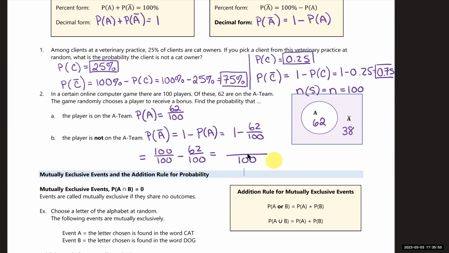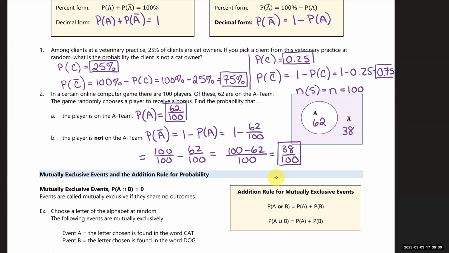So moving forward, I'll just be jumping to this last step where I say that the probability denominators are the same, 100, and then I'll just do my numerators. So 100 minus 62 in the numerator, and that's where 38 over 100 comes from. Mathematically, even though it was a little bit obvious here, 62 over 100 and 38 over 100, those are complements. If you add those two probabilities, you will get 100 over 100, your entire sample space.